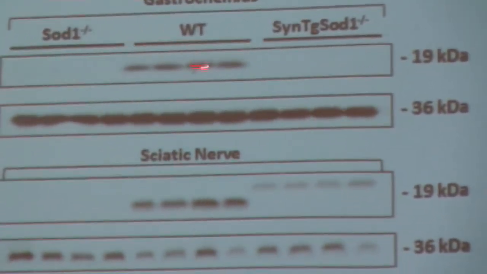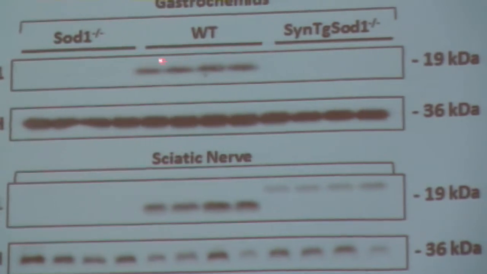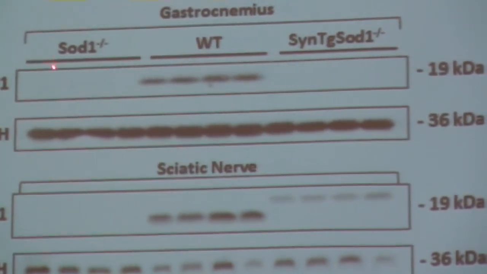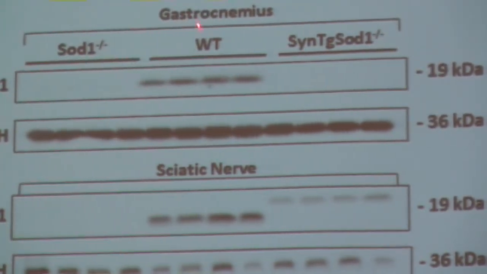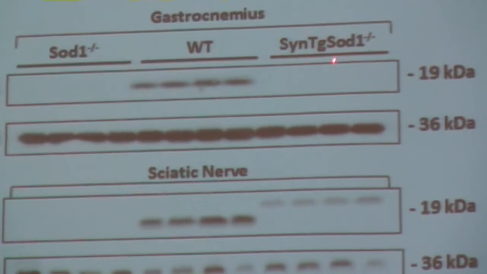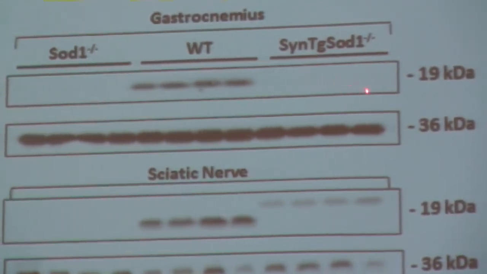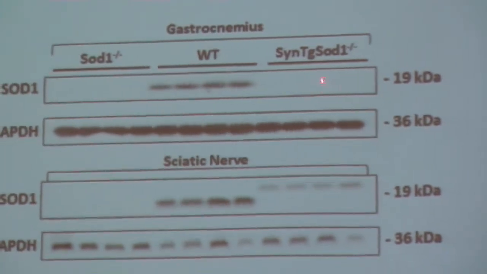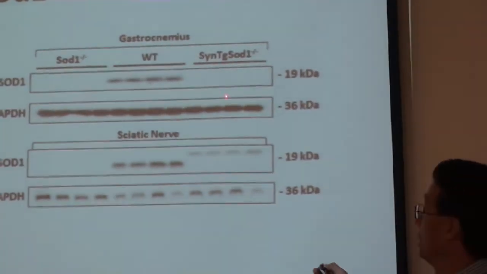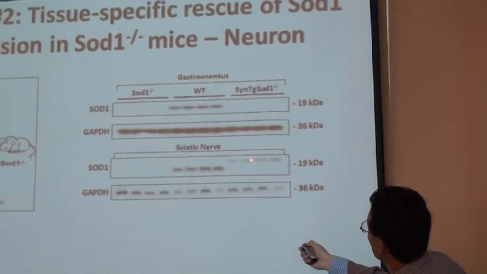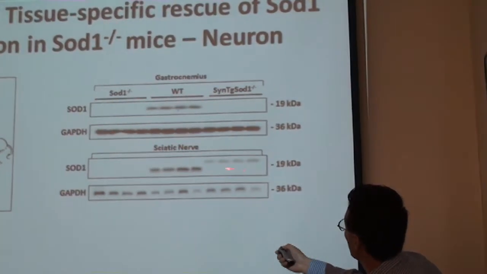So here shows the expression of the transgene and the internal endogenous gene. Here shows the SOD1 whole body knockout has disappeared expression in every tissue, the gastrocnemius muscle and nerve. Wild type has endogenous expression in every tissue, of course. In the neuron-specific rescue SOD1 mouse, you see in the muscle no expression, because the human SOD1 is specifically expressed in the neuron. So the muscle didn't see much. You can see a little bit that may be generated from the motor neuron. And you will see there's an expression of the human SOD1 in the sciatic nerve neurons.